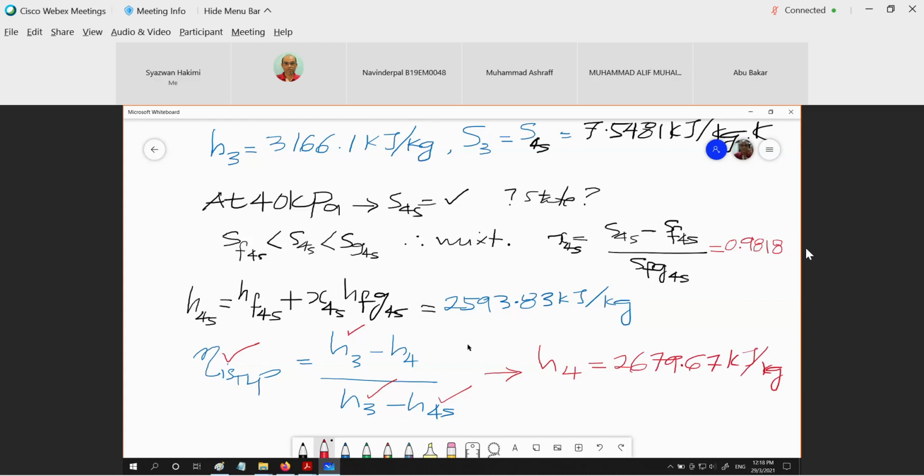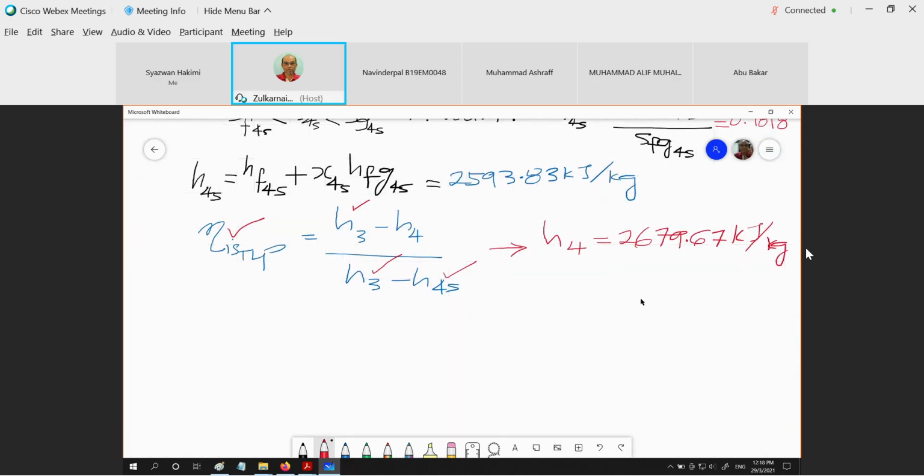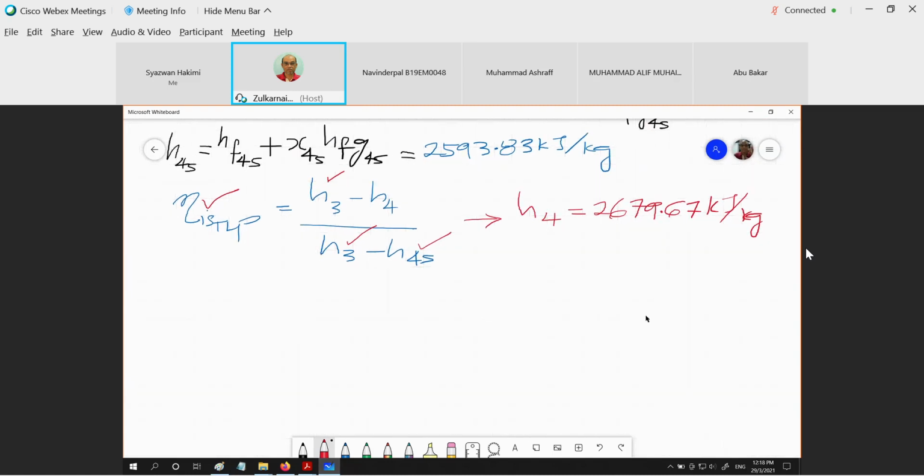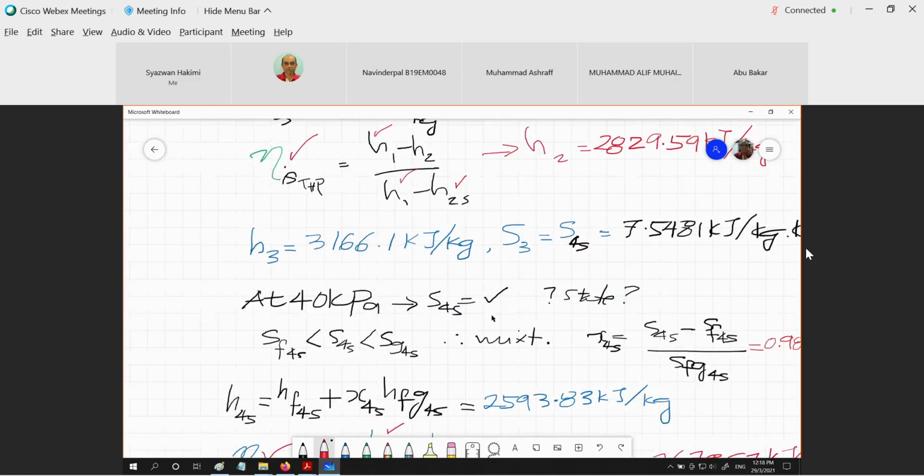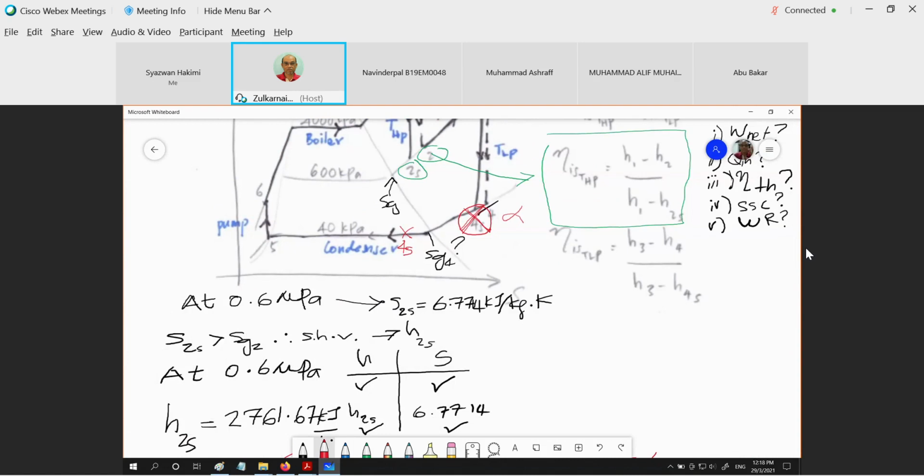So what's next, guys? What do you think that we are going to do next? This is already wrong, right? How about this 4? Is it correct, the state? So the next thing that we got to do is to look at what is actually the state of 4. Just now we have proven that the state of 4S is mixture. Is 4 also mixture, or is 4 superheated vapor? So now we have to prove it.